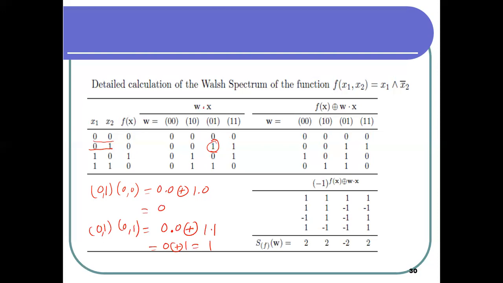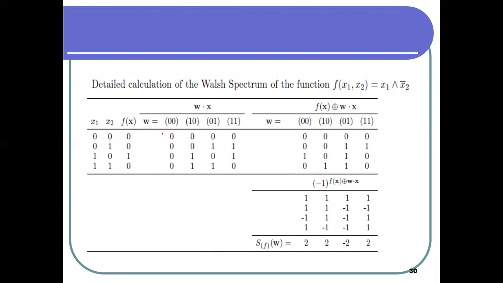So I calculate F XOR with W times X. I just take the XOR of these elements with this function. So 0 XOR 0, 0 XOR 1, 1 XOR 0 is 1, 0 XOR 0, you will get this. Similarly, I XOR F with every element. So what are these? These elements are basically W times X.